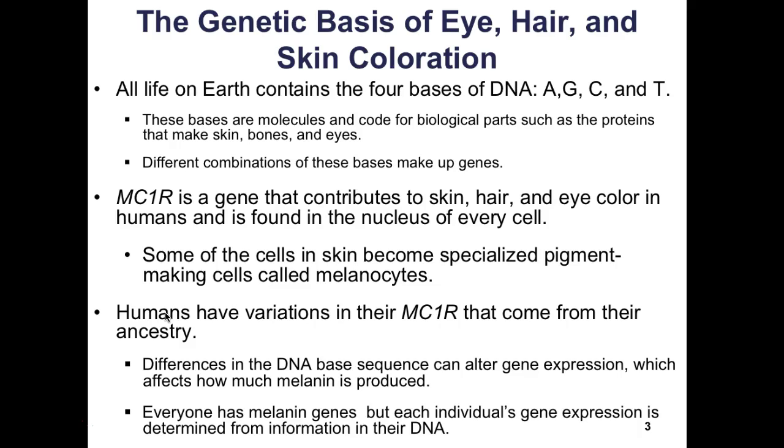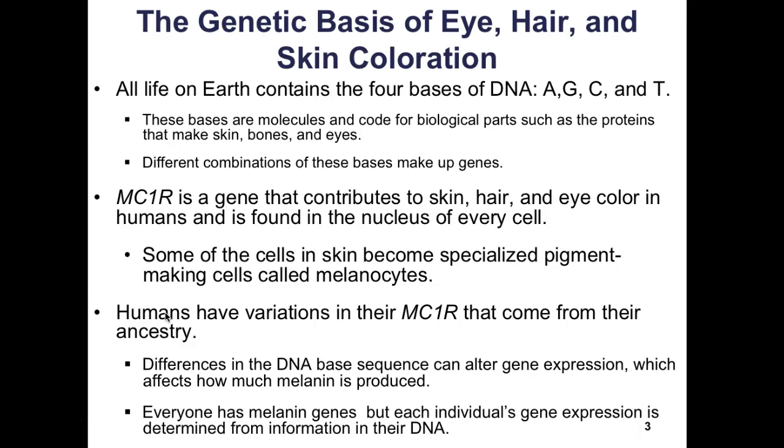We know that all life on Earth contains the 4 bases of DNA, A, G, C, and T. And these bases are molecules and code for biological parts, such as the proteins that make skin, bones, and eyes. Different combinations of these bases are what makes up our genes. Remember that genes are functional units of DNA, and when we talk about the human genome itself, we're looking at somewhere around, I would say, 30,000 genes.